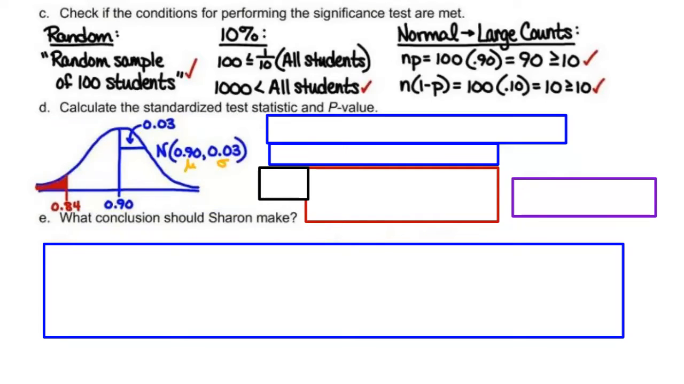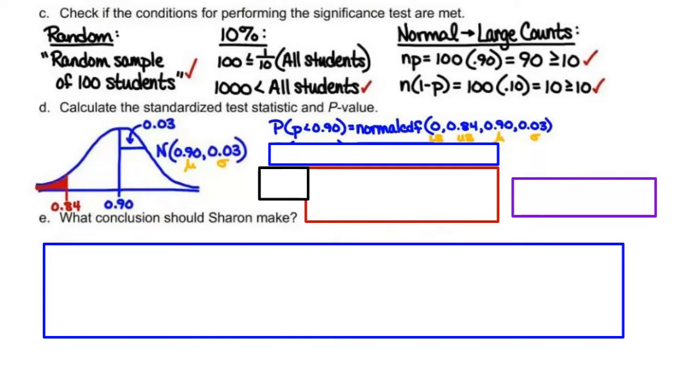So we're going to draw a picture there. You need to have the mean of 0.90 in the center. You need to find the standard deviation. Standard deviation is the square root of p times 1 minus p over n. So 0.90 times 0.10 over 100, and then square root. And then our sample proportion, 0.84, is less than 0.90, so it's to the left, and then we shade to the left. There are two different ways you can go about calculating this.